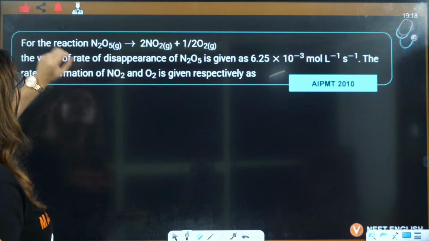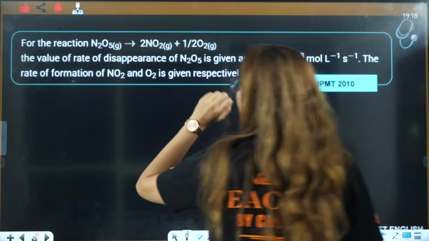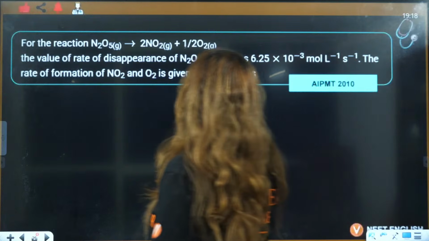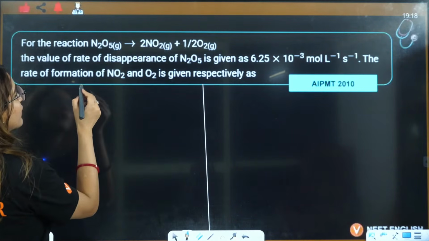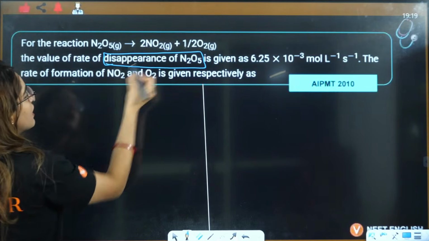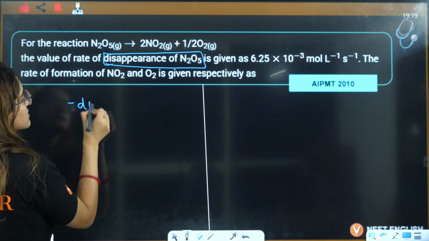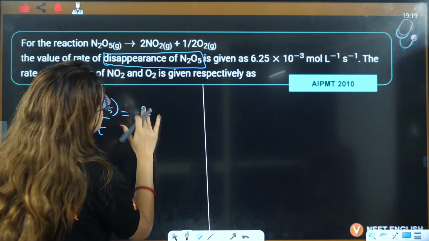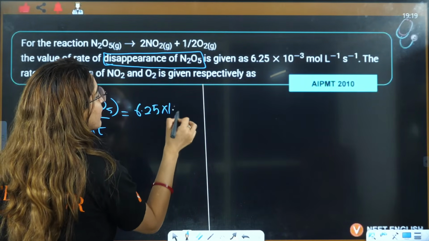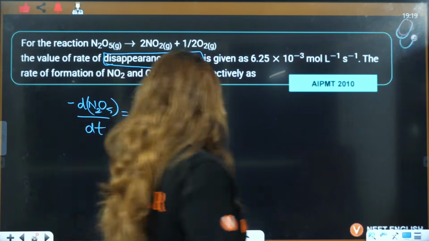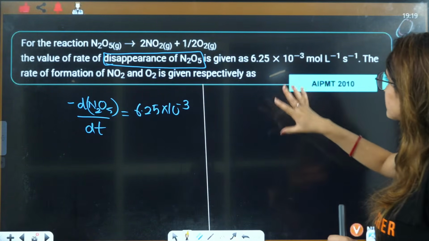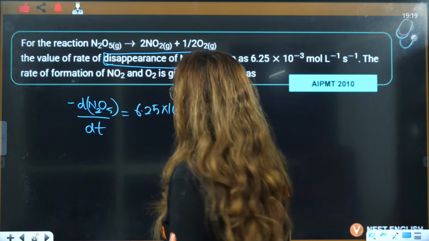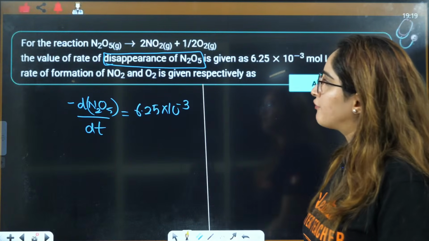Okay. So next, for the reaction given to you, the value of the rate of disappearance of N2O5 is given. That means the disappearance of N2O5 is given. Now can we write the disappearance of N2O5? Disappearance means minus dN2O5 by dt. This is given to you as 6.25 multiplied by 10 raised to power minus 3. Now, the rates of formation of N2O and O2 are given respectively.